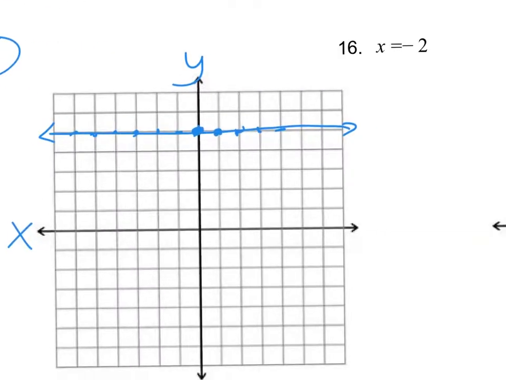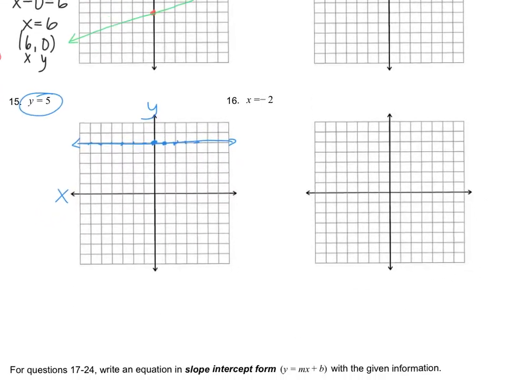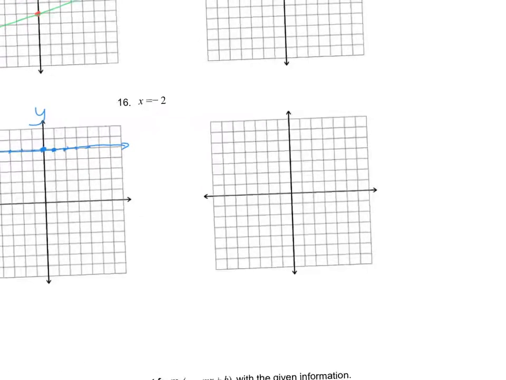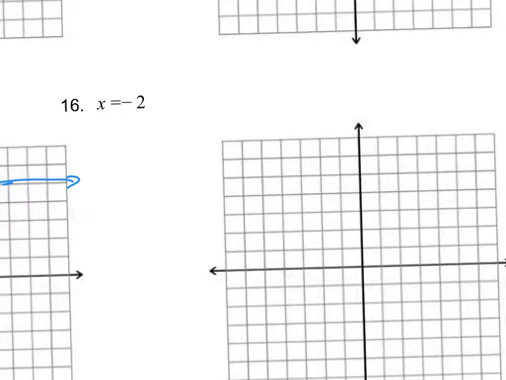And then similarly, the number 16, instead of y equals 5, this is x equals negative 2. So instead of a y equals line, this is an x equals line. So 16, I'll follow kind of the same reasoning. Well, I want a line where x is always equal to negative 2. But y could be anything. It could literally be anything from negative infinity, the most negative number you could ever think of, to positive infinity, the biggest number you could ever think of.